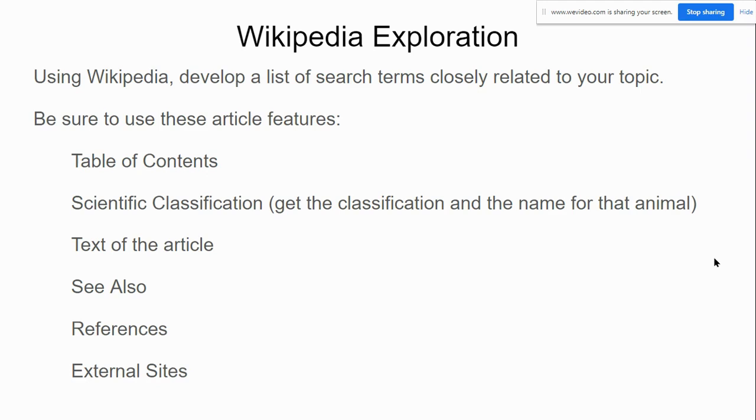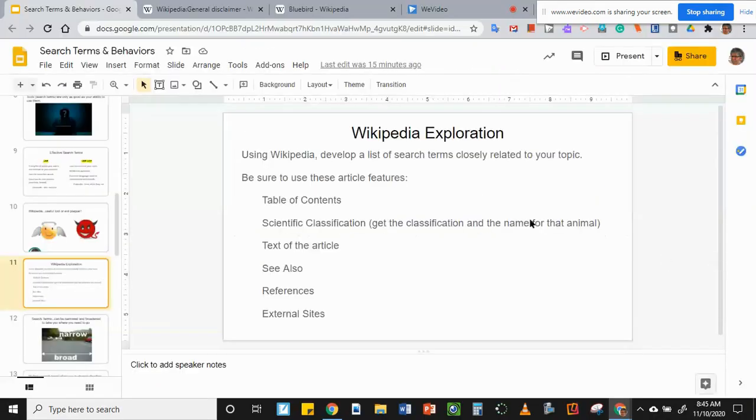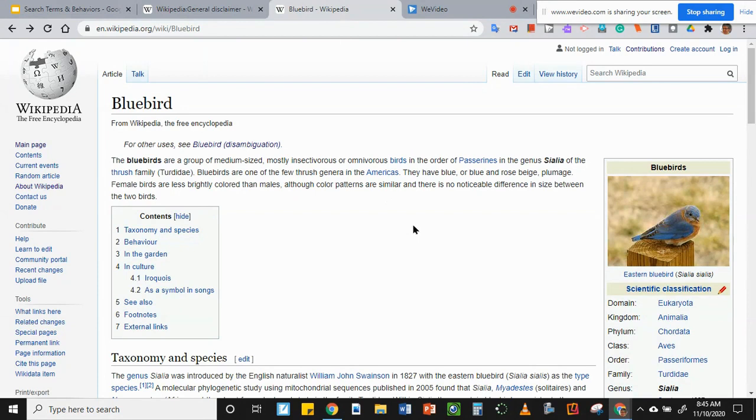External sites, those could take you to general interest sites about your topic, which probably won't be that helpful to you, or they might take you to a source that could be helpful to you. And we'll look at an example of that in just a moment. So my topic for research is bluebirds.